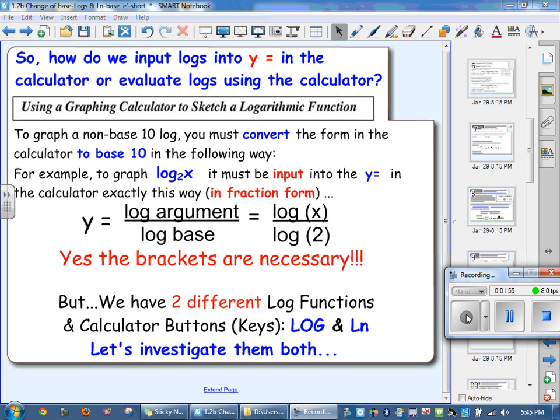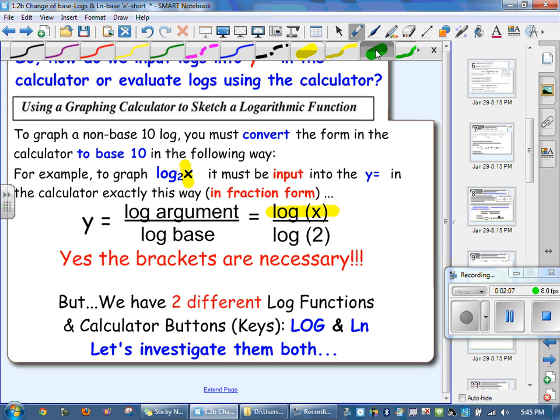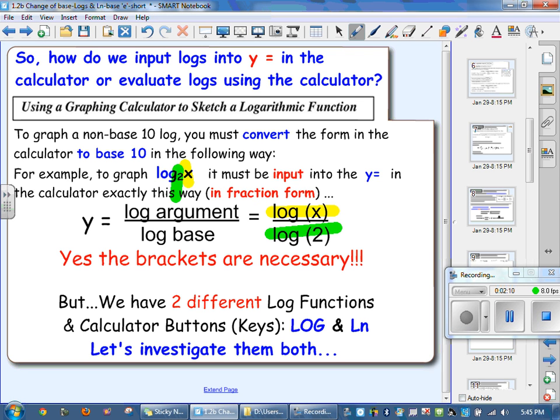So what we actually do is we're going to take the log of the argument and divide by the log of the base. So if I take a look up here, my argument is my x. So I'm going to take log x on top. And my base is a 2. So I'm going to take log 2 on the bottom. I instantly divide them, and that's how I change to base 10. When there's no base and it's hidden, these are each base 10s, just like our calculator does. Okay? Are the brackets necessary? Absolutely, yes they are.